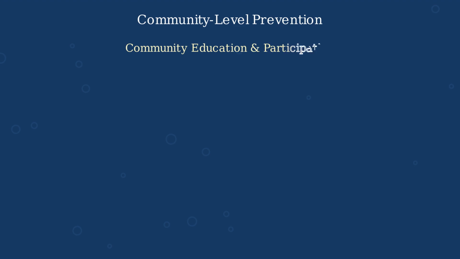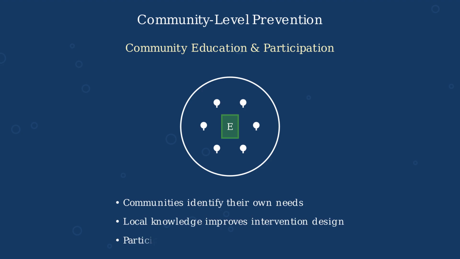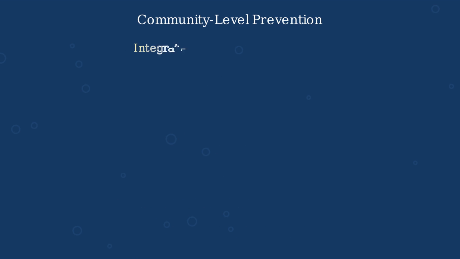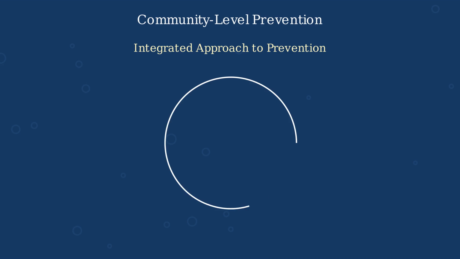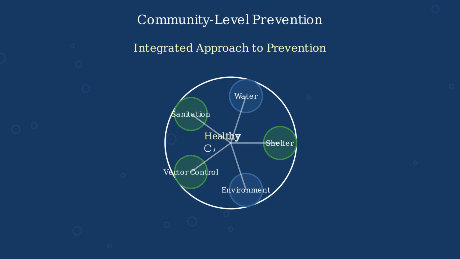Community education and participation are essential for successful disease prevention. When communities are actively involved in identifying needs, designing interventions, and implementing solutions, programs become more effective and sustainable. For maximum impact, community-level prevention requires an integrated approach. When shelter planning, water systems, sanitation facilities, vector control, and environmental management work together, they create resilient, healthy communities with dramatically lower disease rates.